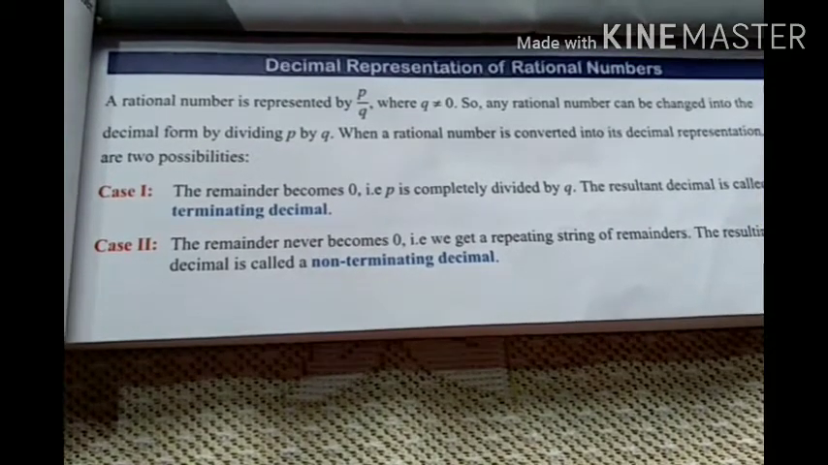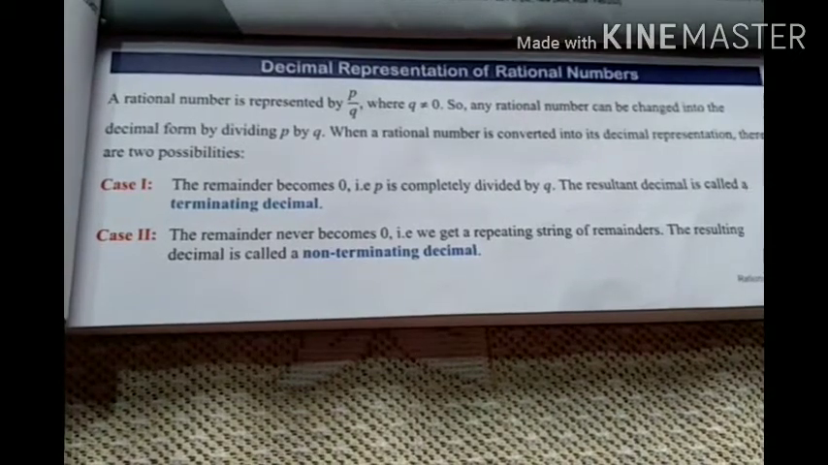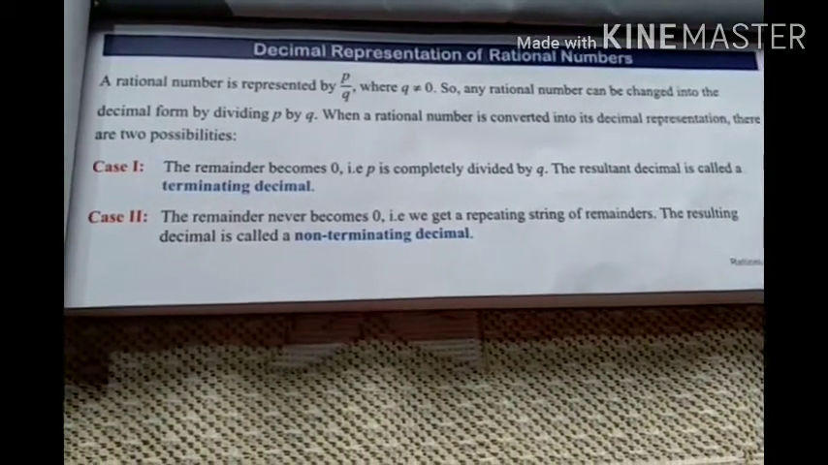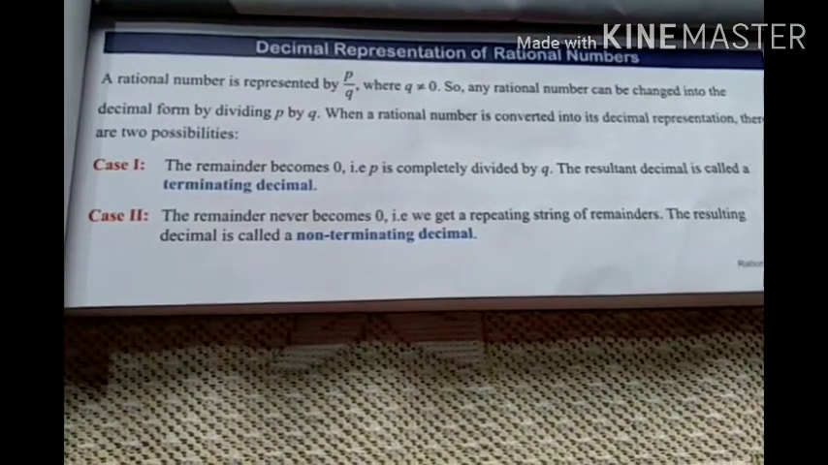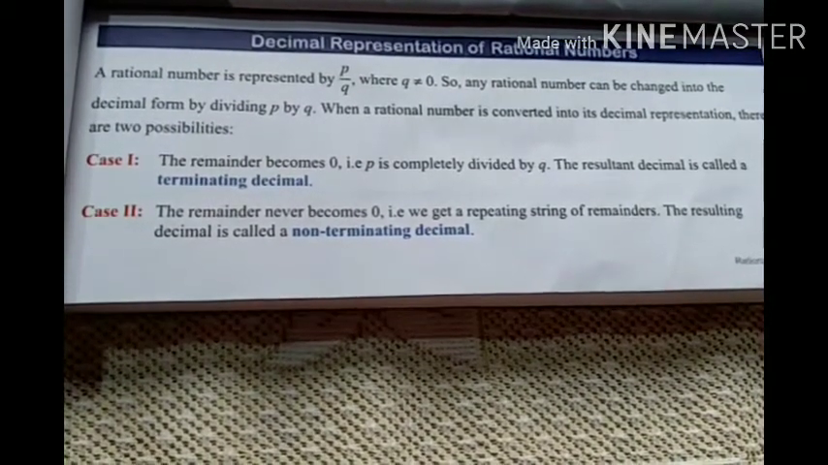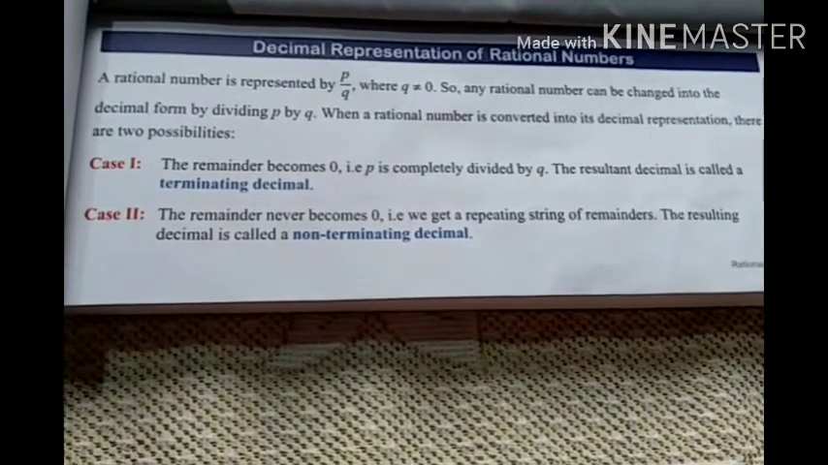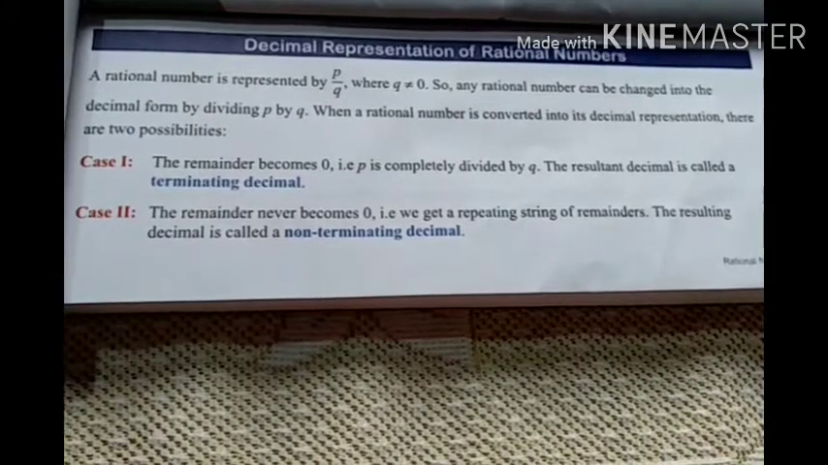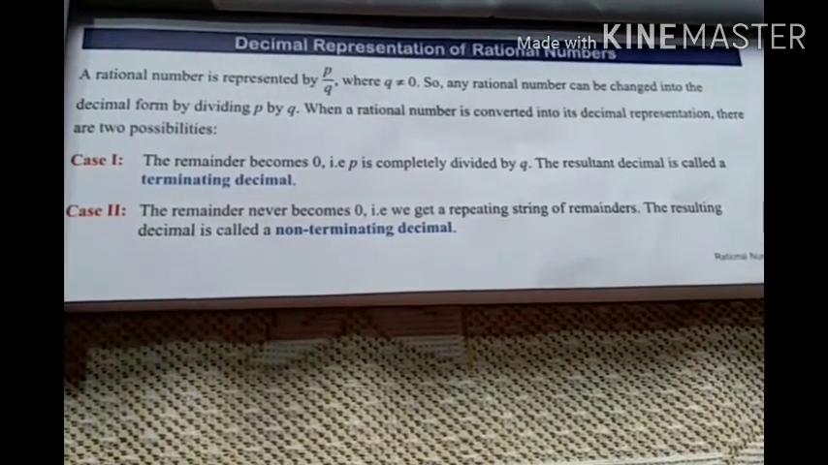When a rational number is converted into its decimal representation, there are two possibilities. Case first, the remainder becomes 0 when you divide numerator by denominator, that is, when you divide p by q. The resultant decimal is called a terminating decimal, the answer which you get as quotient.